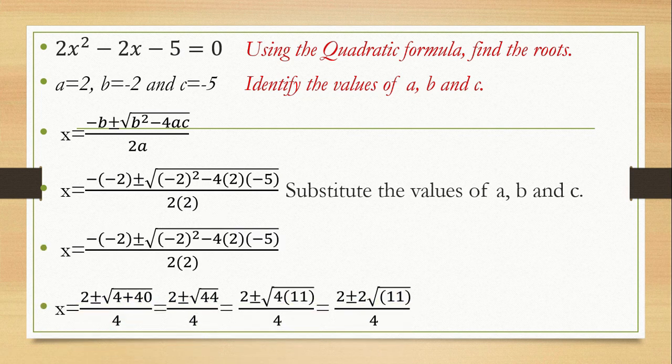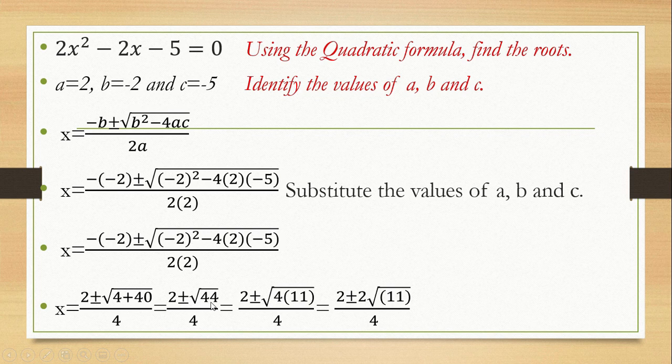Then, simplify the equation. So, we have 2, because negative times negative 2 is positive 2, plus or minus the square root of: the square of negative 2 is 4, plus the product of negative 4, 2, and negative 5, which is positive 40, all over the product of 2 and 2, which is 4, equals 2 plus or minus the square root of 44, because the sum of 4 and 40 is 44, all over 4, equals 2 plus or minus the square root of 4 times 11.